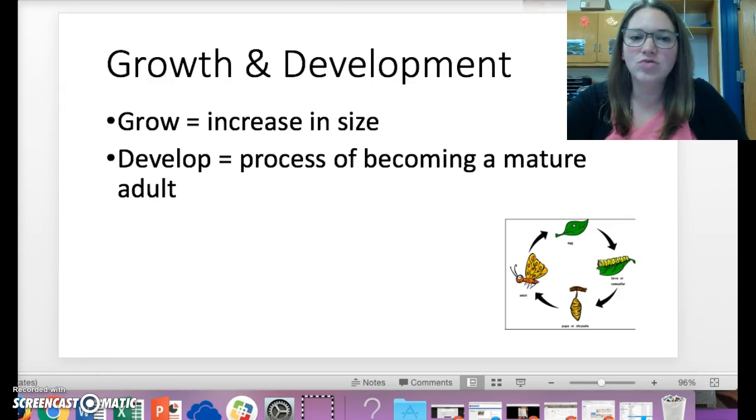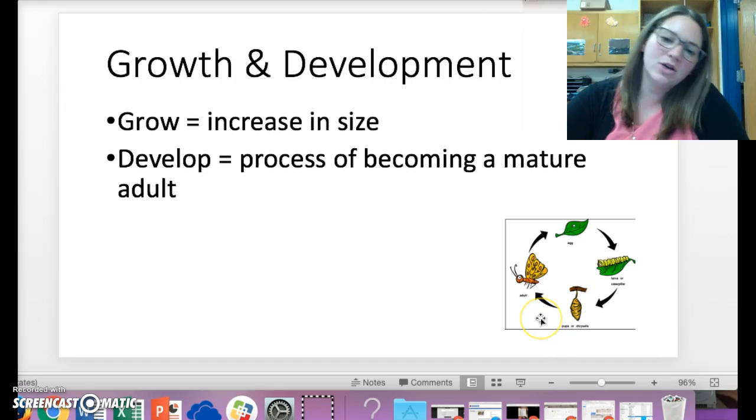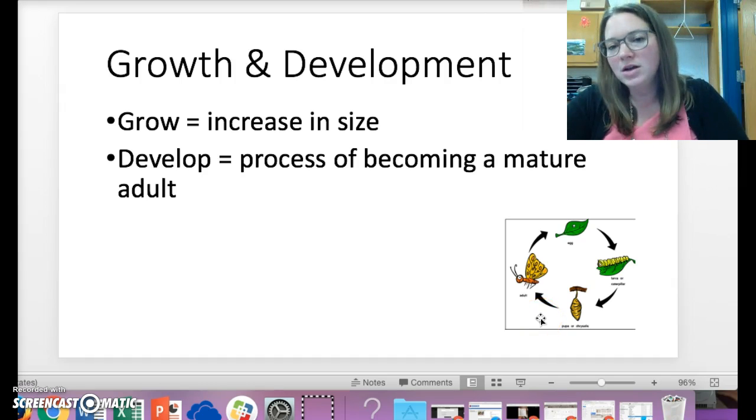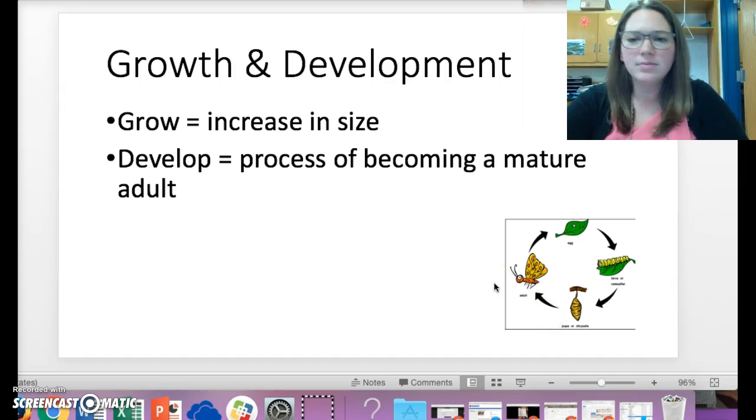Living things have to grow and develop. This is pretty straightforward. All living things grow, meaning they increase in size, and they develop, meaning it's the process of becoming a mature adult. Think of when you were little and you learned about the butterfly life cycle, how it turns into the chrysalis and then the adult. Living things can't just stay stagnant. They grow, they develop, and then unfortunately one day they die. That's all part of being a living thing.